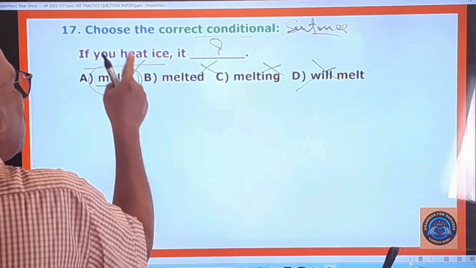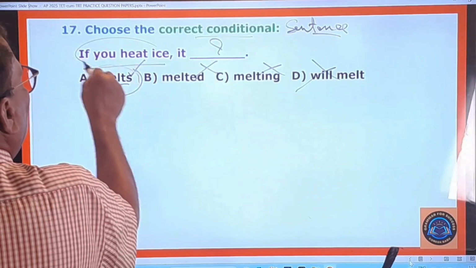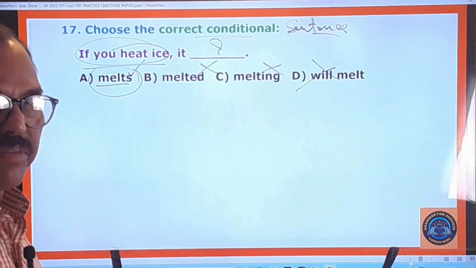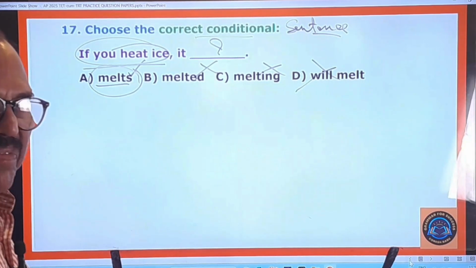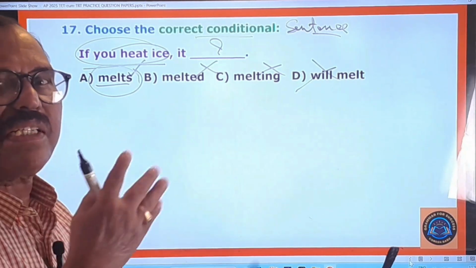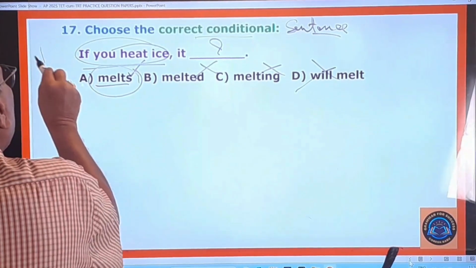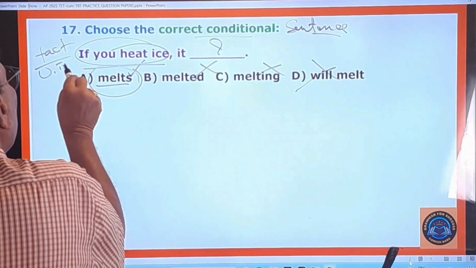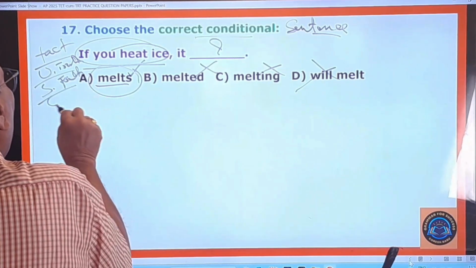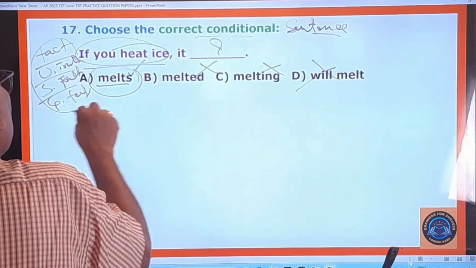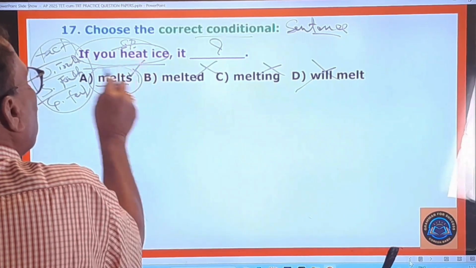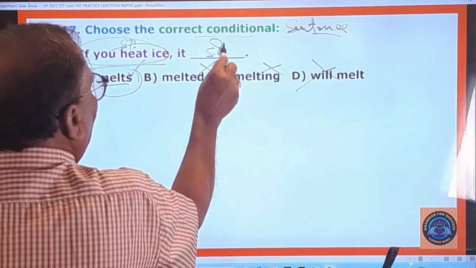Why only this melts is correct? Look at this conditional sentence. If you heat ice, what is that? It is a universal truth. It is a general fact, isn't it? Whoever may heat it, that will melt. It is its nature. Whenever there is a fact, a universal truth, or a scientific truth, or general fact, whenever such things are there, you have to use the simple present in the if clause part, and again simple present in the main clause part.